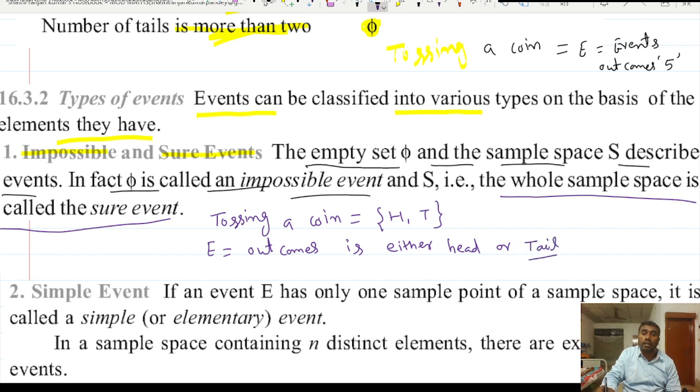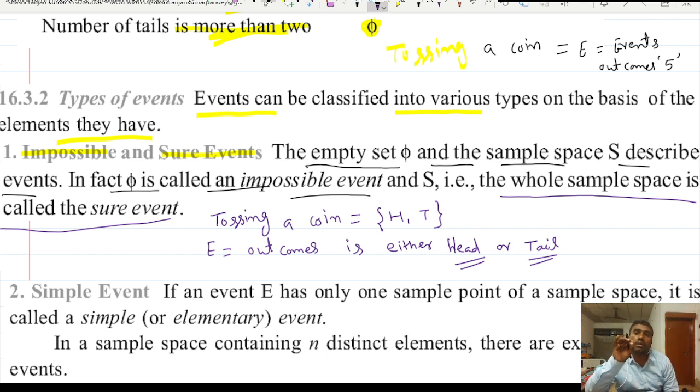Now tell me, what will be the probability in this case? 100%, because when you are tossing a coin, either we will get head or we will get tail. This is the sure event, right? So here we have written the whole sample space. In a sure event, if we take the total sample space as the subset, that will be the sure event.